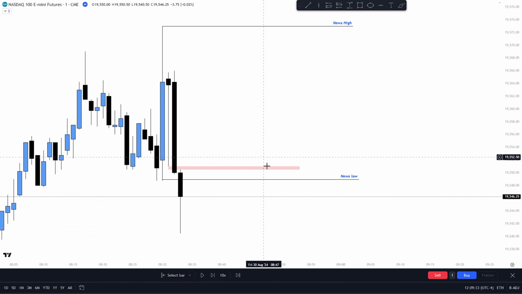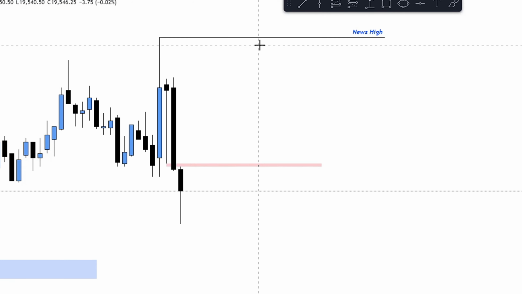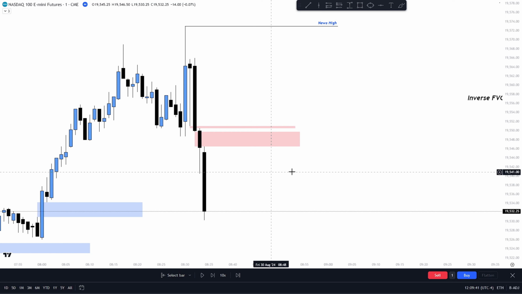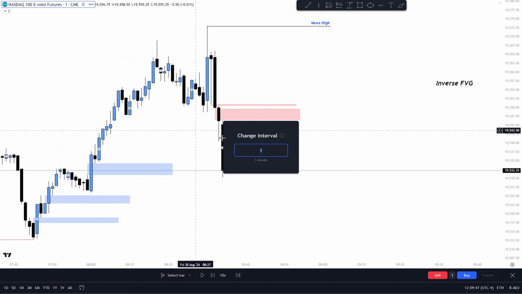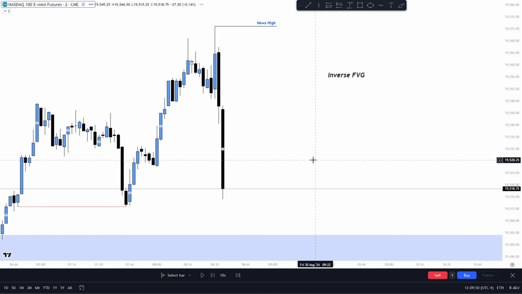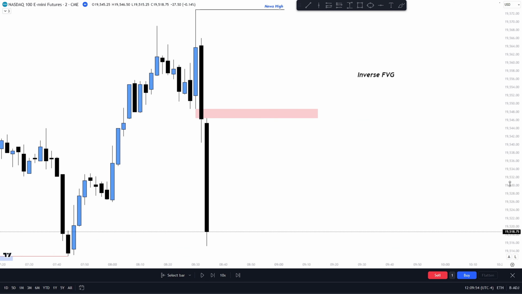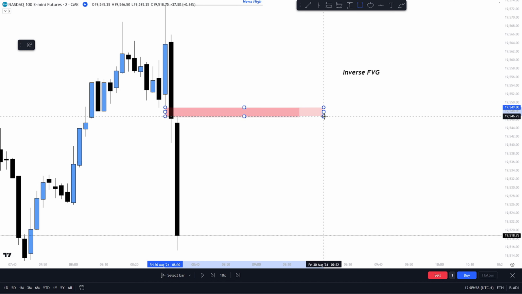So now that the news low has been swept, I wait for a setup for the news high. I keep waiting. Okay, all right, now I still don't see a good fair value gap that I would take on the 1 minute. So what do I do? I go to the 2 minutes just to see if there is a fair value gap there, and lo and behold, we do actually have a fair value gap in the 2 minutes. But this is quite small.